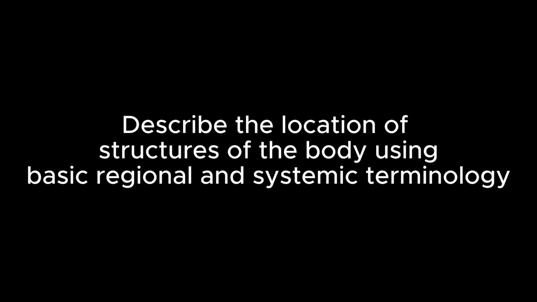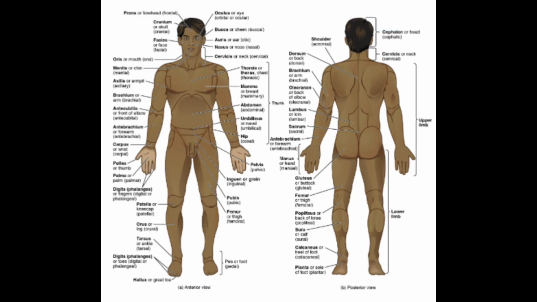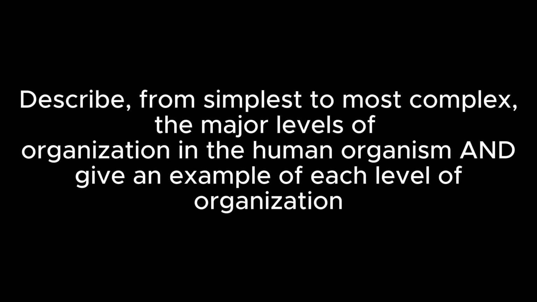Describe the location of structures of the body using basic regional and systemic terminology. This is the diagram that you'll want to know for this LO, and there's a Quizlet in the description to practice these terms. Describe, in order from simplest to most complex, the major levels of organization in the human organism, and give an example of each level of organization.